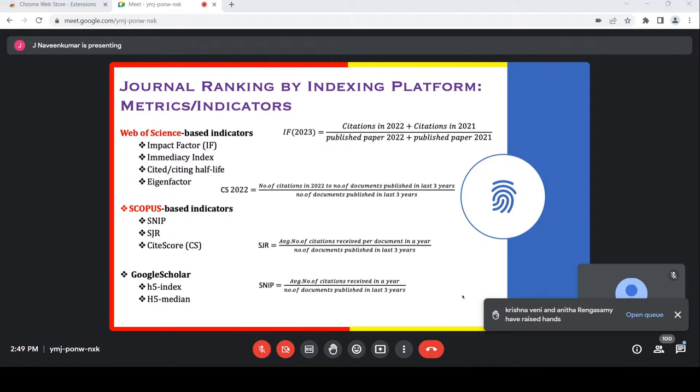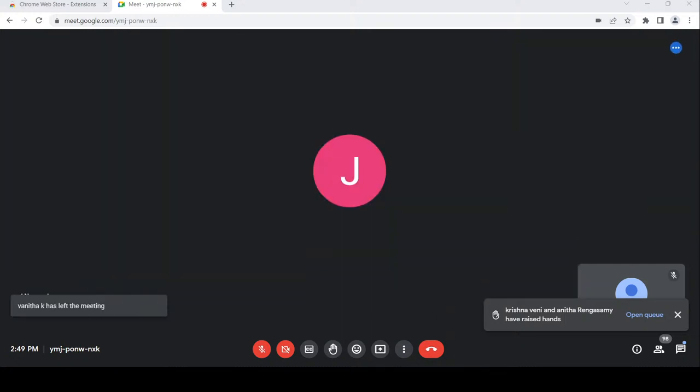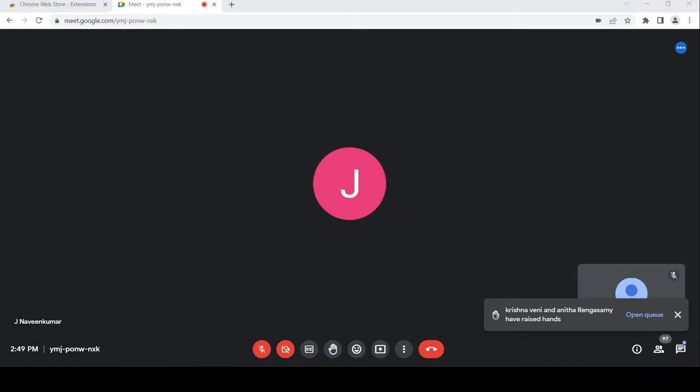All right. So let me just share this particular browser. Is the browser visible? Oh, just this moment, I have not shared it.